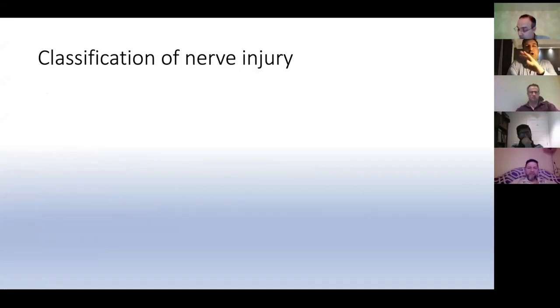Okay, so most commonly, my trainees will say to me, okay, classification, I remember Seddon and I remember Sunderland, all right? And Seddon basically breaks up nerve injuries into three main types: a neuropraxia, or a conduction block, which essentially means that all the neural coverings are intact, but the nerve has been stretched or distorted in some way such that it's not working properly, okay?